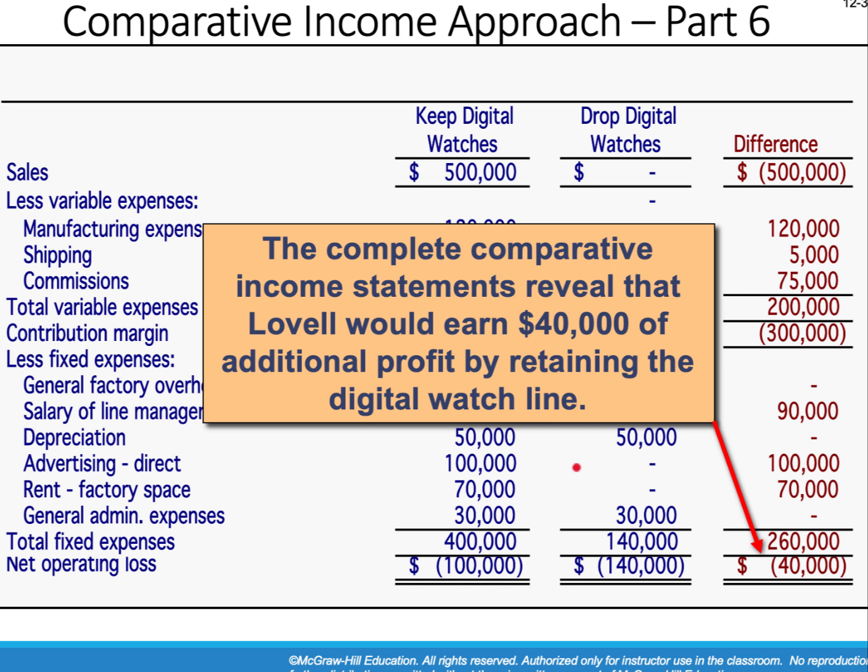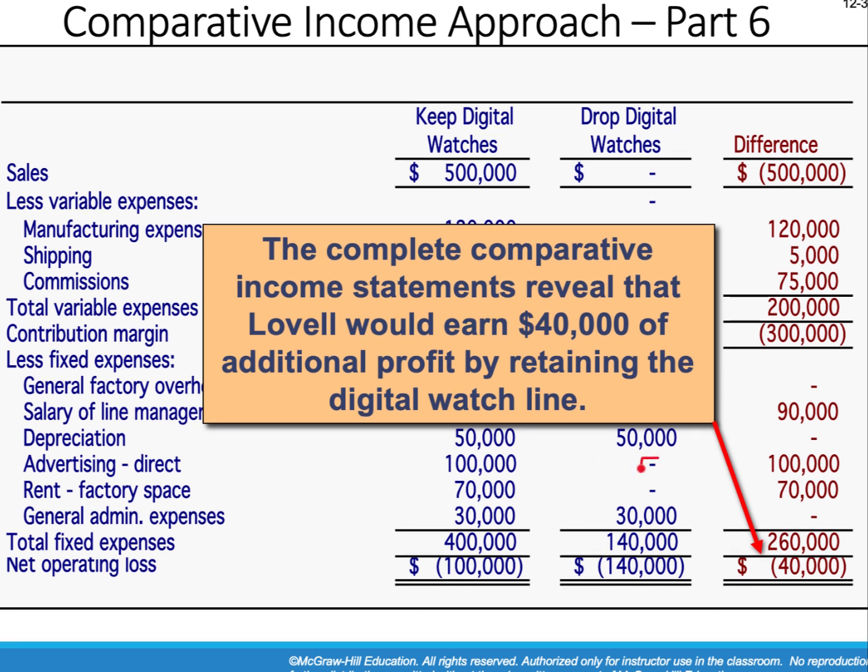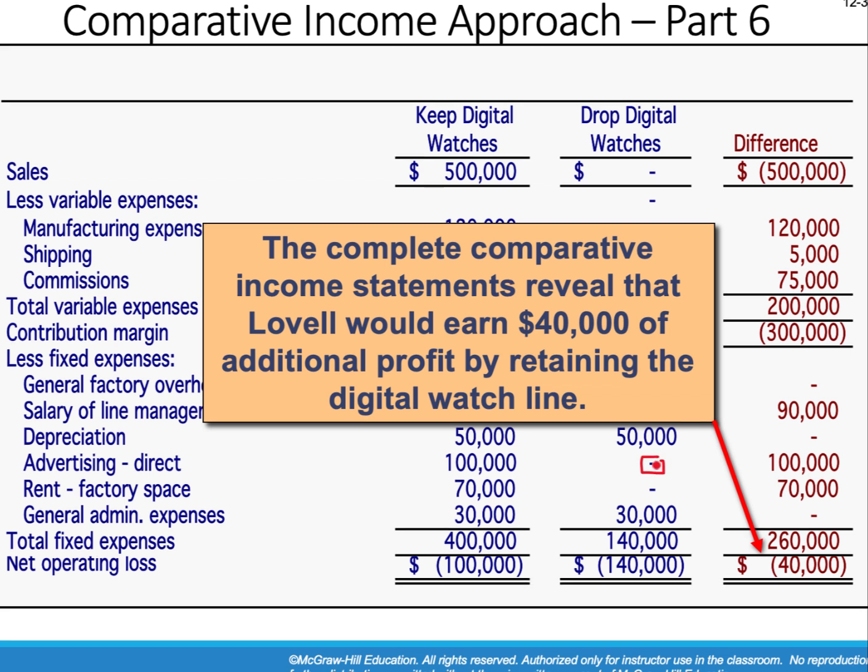That stays, or the advertising is a relevant cost. Why? Because if we drop the digital watch, we save those direct advertising costs of that digital watch. Same thing with factory rent. That differs under each scenario. We said total general admin expense we keep, regardless of whichever situation we choose, that $30,000 remains.